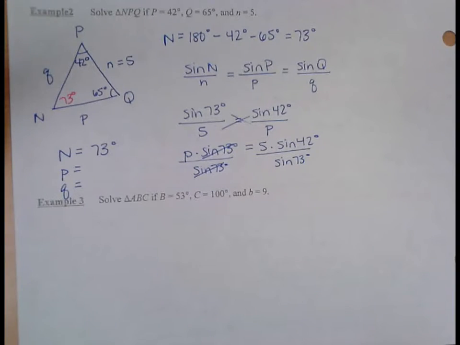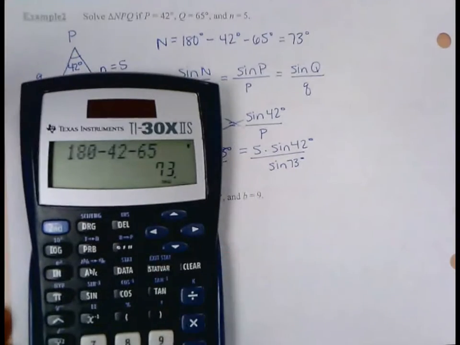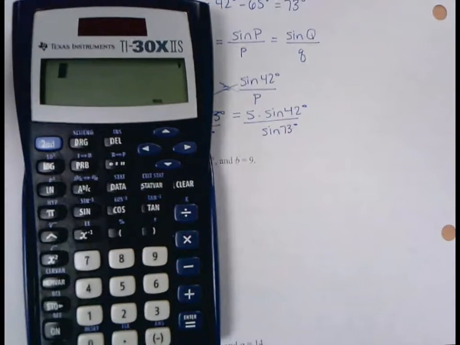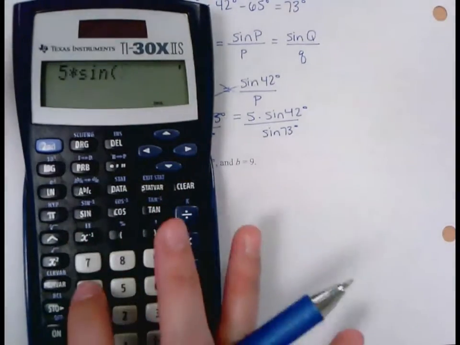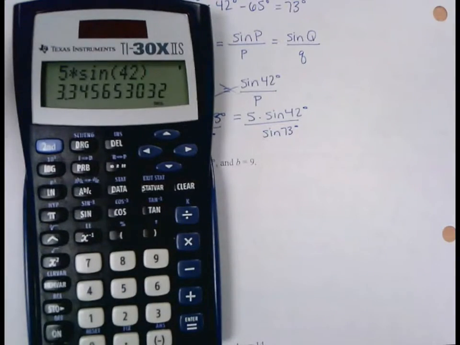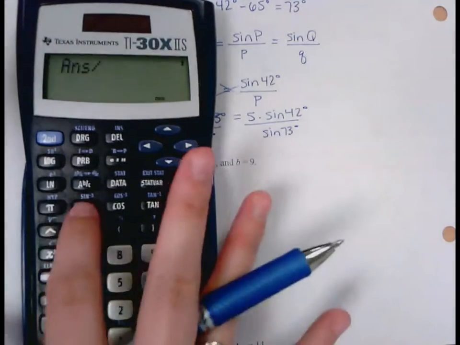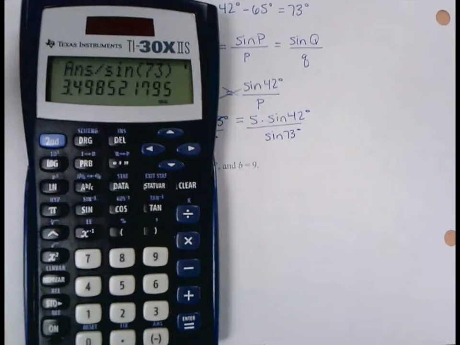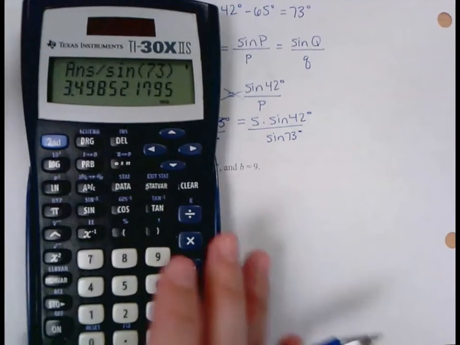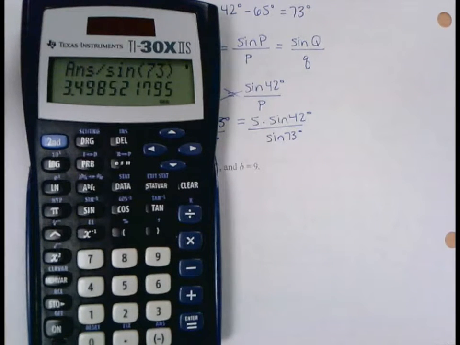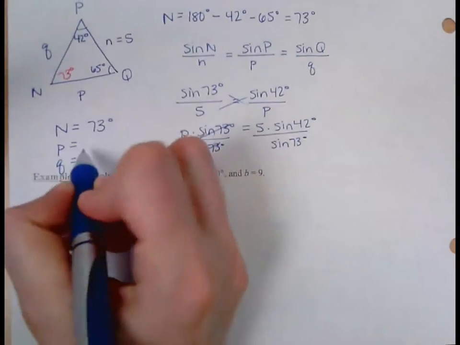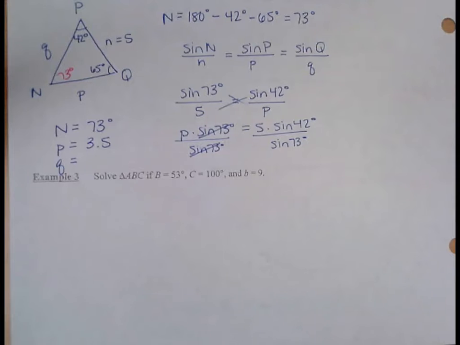I usually type this in all at once, rather than typing something in, recording a decimal down, and then using rounded answers to get my final answer. So I would type this in as 5 times sine of 42, hit enter, keep that in my calculator, and divide by sine of 73. Enter, and rounding everything to the nearest tenth, I'm getting 3.5 approximately for P. Make sure you're not putting degrees next to it, it's not an angle.